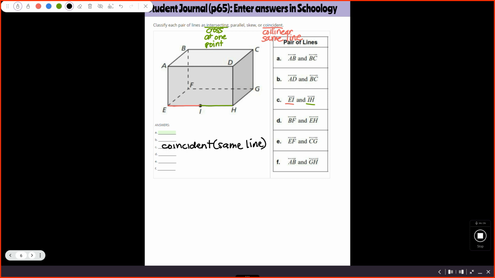Does anybody have questions? If you've graded answers to all of them, you can try putting them in Schoology, then you can see if you're getting them right or wrong.